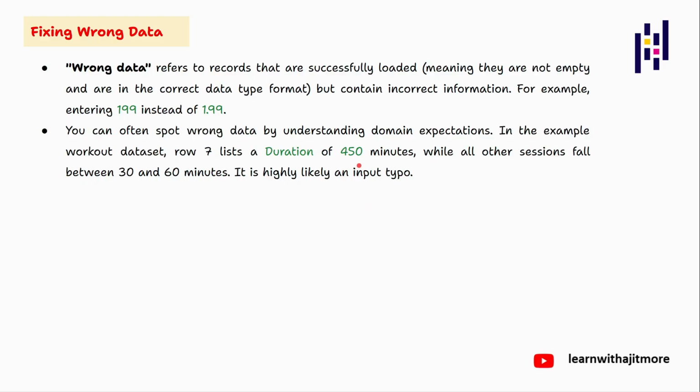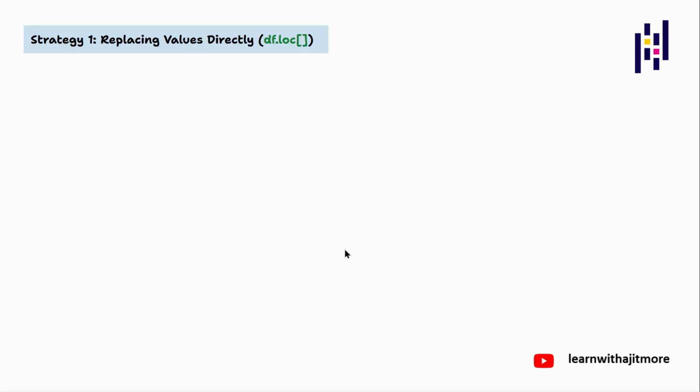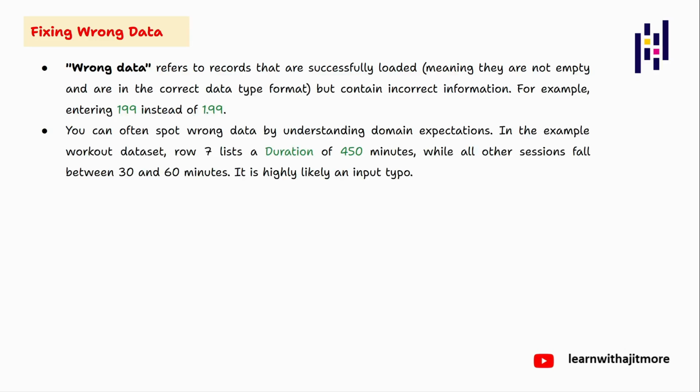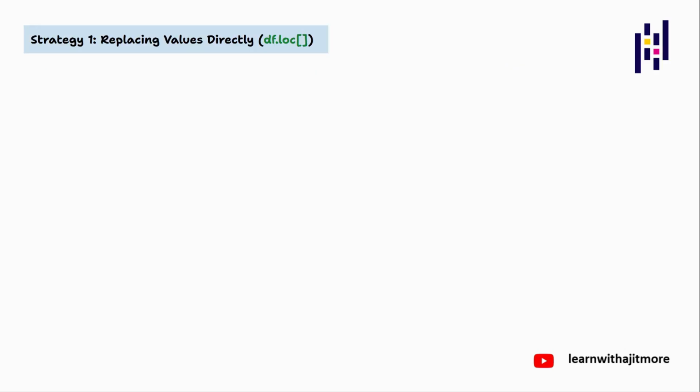You were supposed to enter 45, but by mistake you entered one more zero. Okay, so how to remove this? That we have to discuss. Okay, so one way is replacing values directly. I hope you know loc and iloc. loc you can access by the row label. Whatever the row label is, give the row label and you can access it.